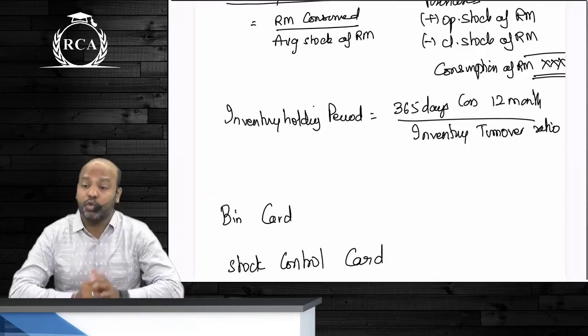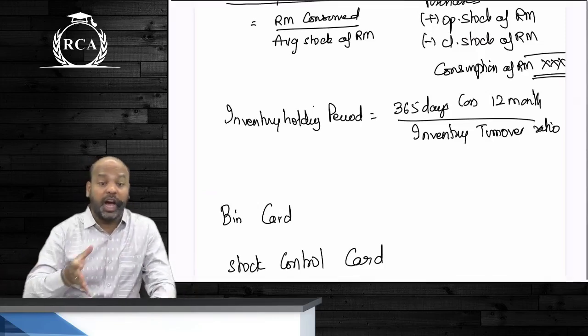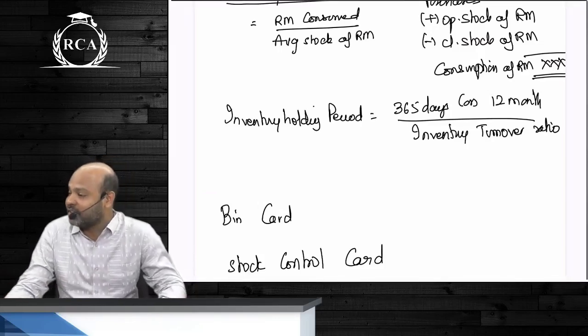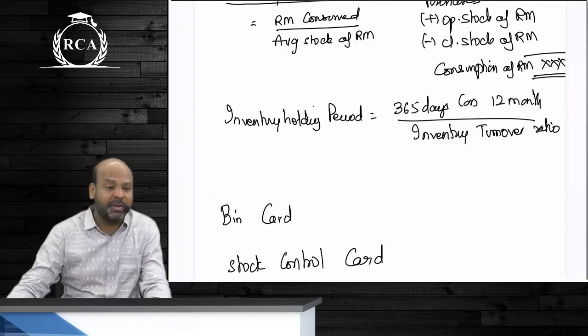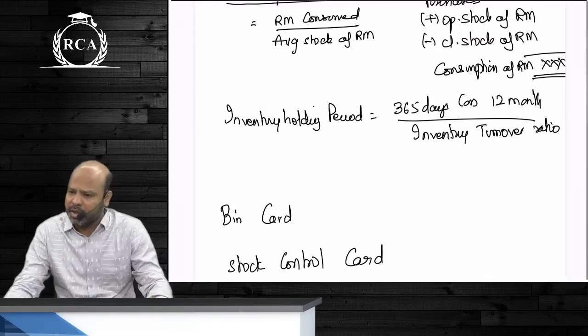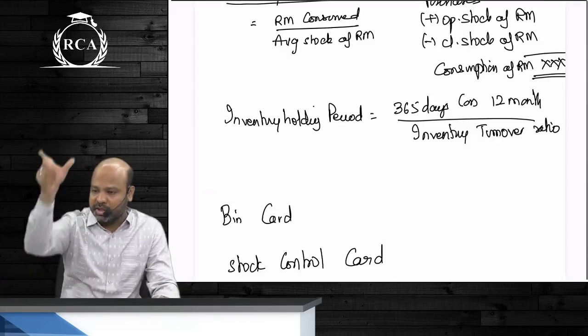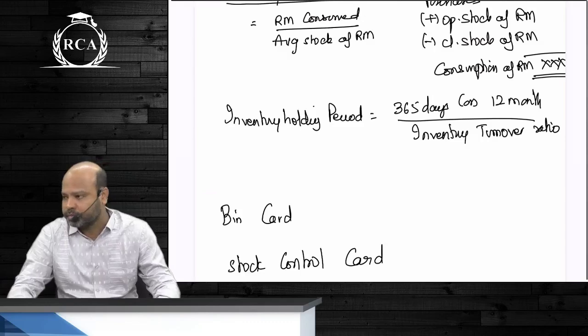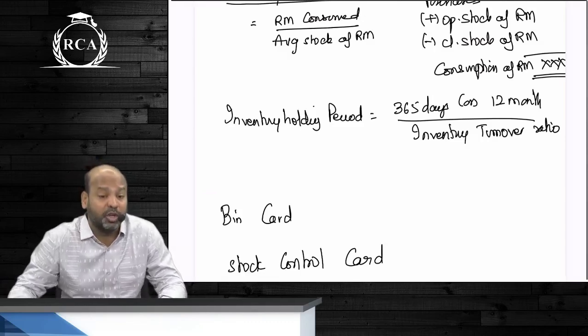In the 2-bin system you have 2 containers for a material. There's a larger container and then there's a smaller container. The smaller container's quantity is usually equal to ROL. According to the textbook it can be safety stock or ROL, but preferably ROL. So the minute the larger container is exhausted, you would know that you have to place an order.